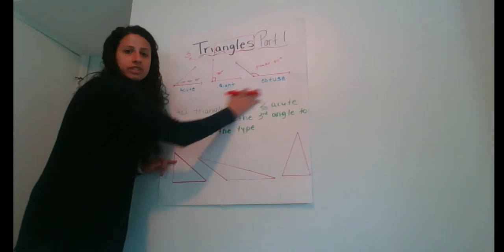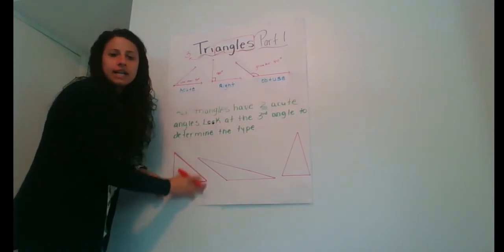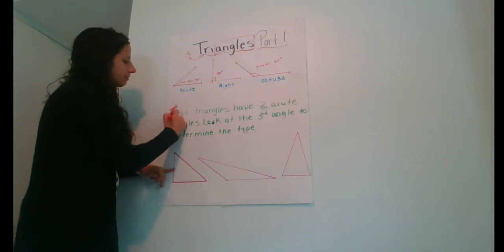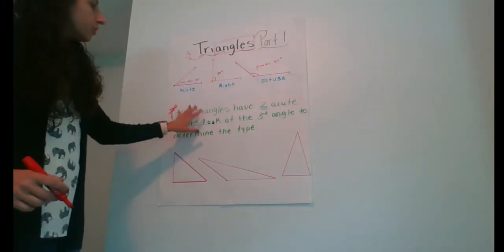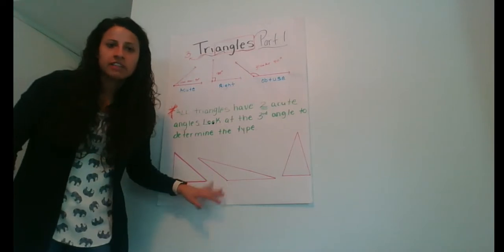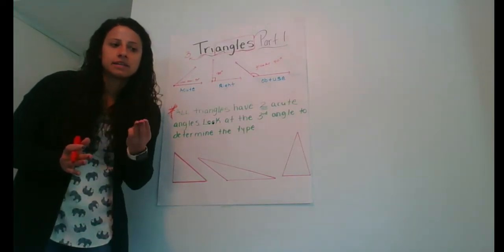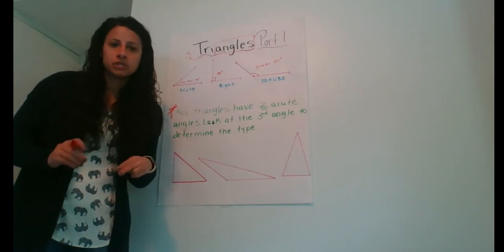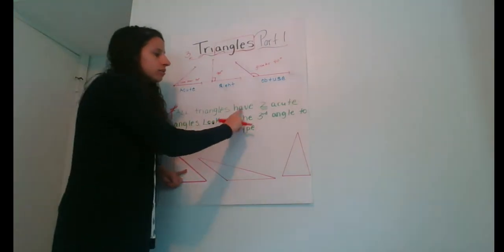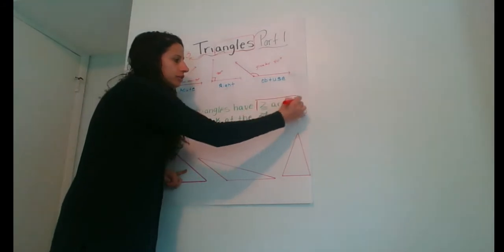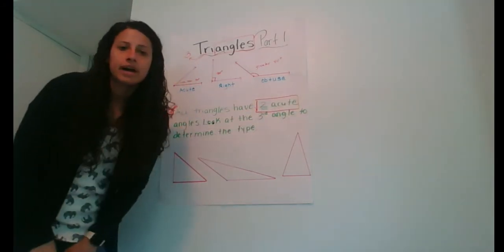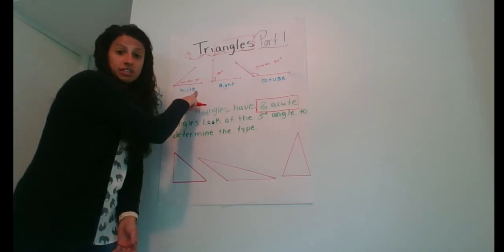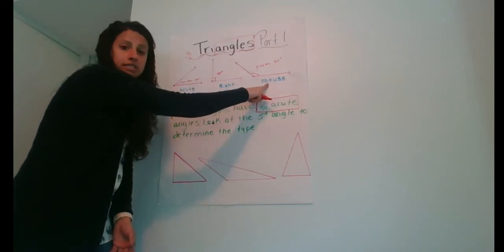So once you know this, it's super easy to classify a triangle by its angles because of this little trick that I'm going to tell you. We know already that triangles have three angles, but two of those angles are always going to be acute. So all triangles always have two acute angles. All you have to do is find the one that's not acute and determine, is it another acute, is it a right, or is it an obtuse?